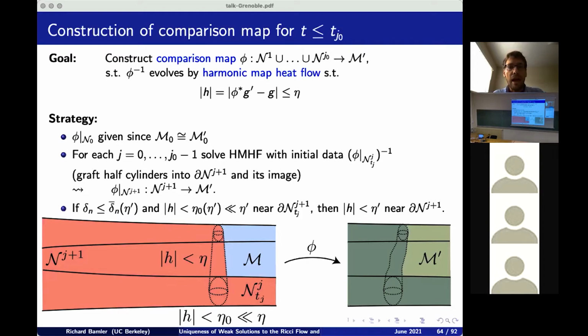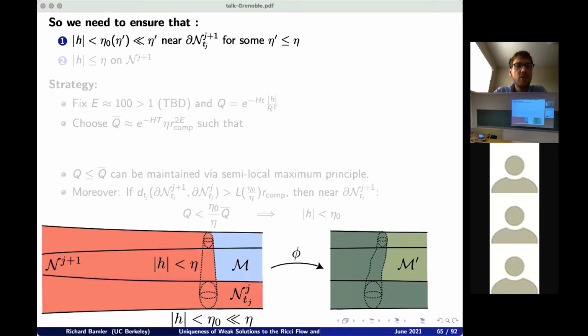Okay, so what do we need to ensure to carry out this extension step? Recall, we have to construct phi inductively for every j. So we have to continue the step, and we have to end up with the same estimates later that we started with. So what do we need to ensure? Well, first of all, we need to ensure that H is very, very small near the boundary of nj plus 1 at time tj, for some small eta prime, that's again smaller than eta.